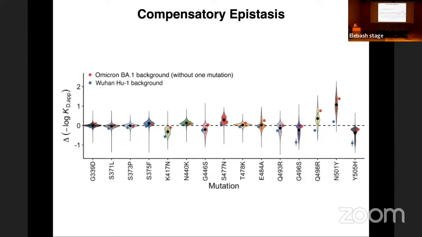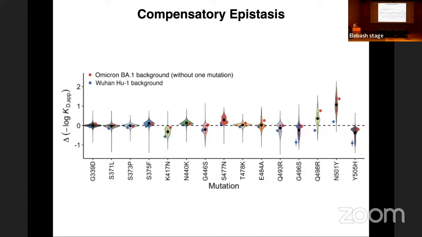These are the 15 mutations. Each of these violin plots is the distribution of the effect on binding affinity to ACE2 of that mutation across all the other backgrounds, the 2 to the 14 genotypes at the other loci. I've highlighted here in blue the effect on the Wuhan background and in red the Omicron background. And what you can see is that many of these mutations are fairly strongly deleterious, and they're almost universally worse for ACE2 binding if the mutation happens in the Wuhan background than if it happens in the Omicron background.